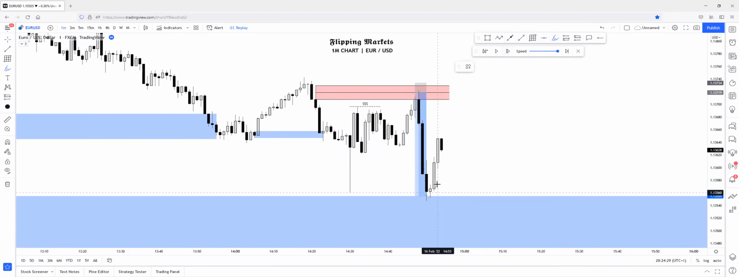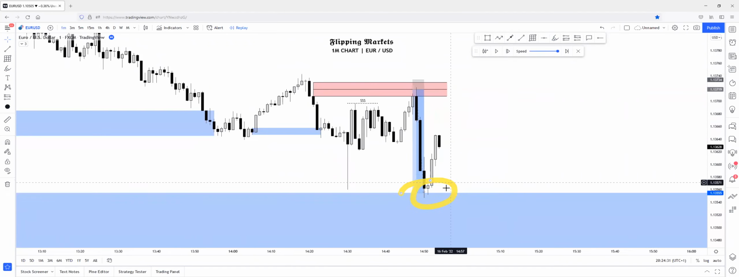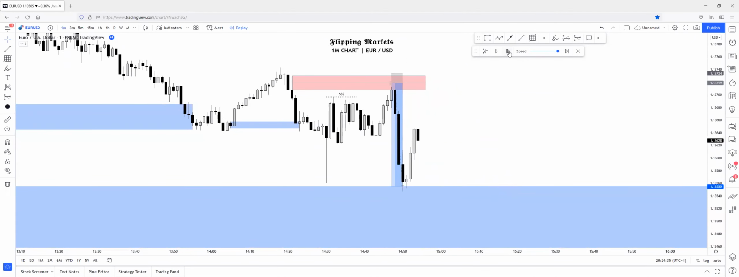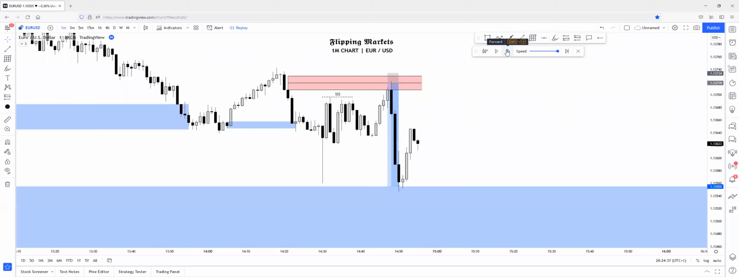Small mitigation of the 4-hour zone. So as you can see, this is a huge zone. So this small mitigation of this zone actually won't count. I will be waiting for a deeper mitigation. And actually, there's another setup waiting for us.